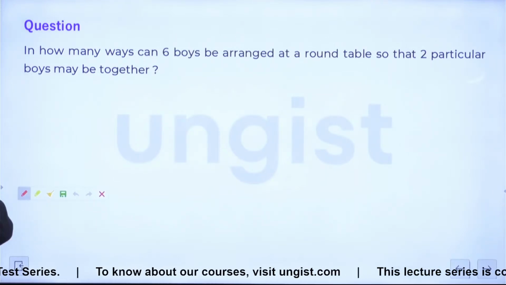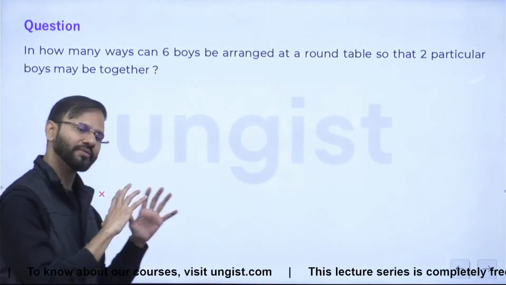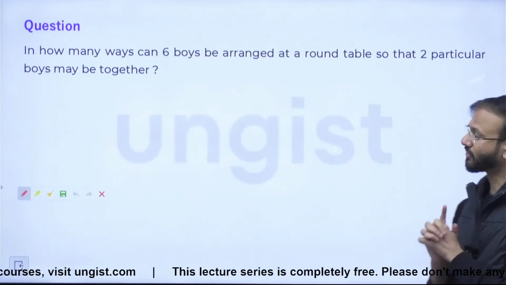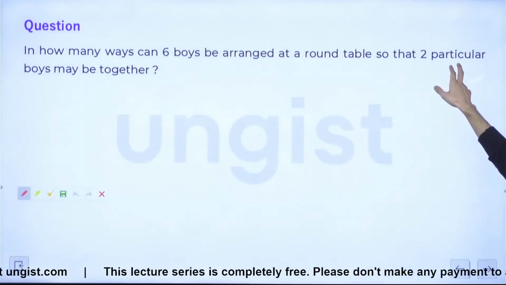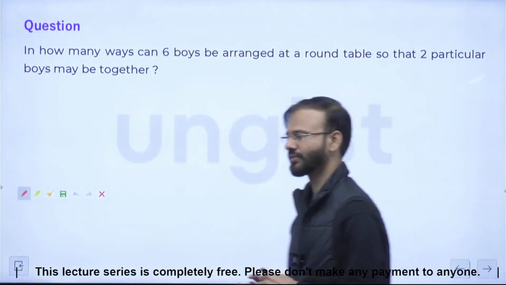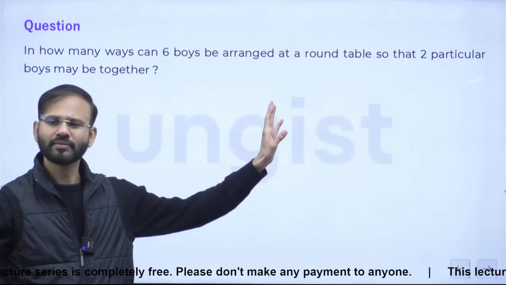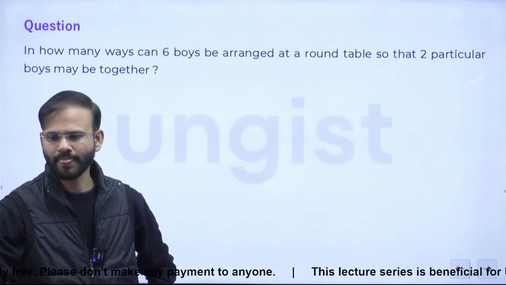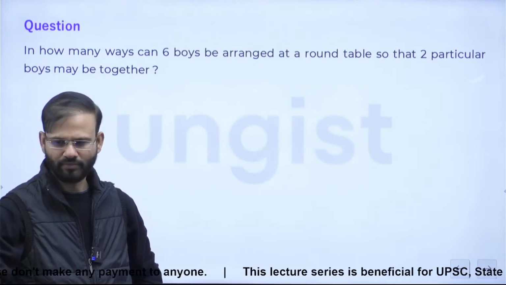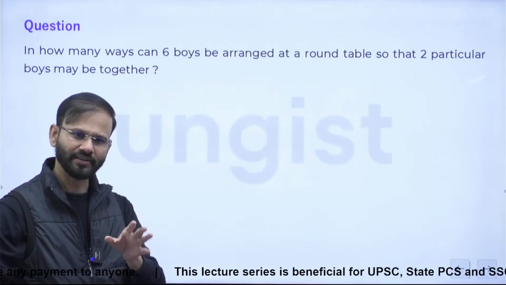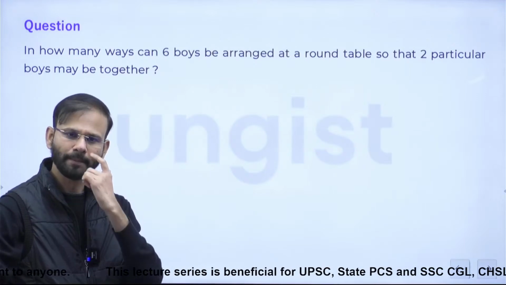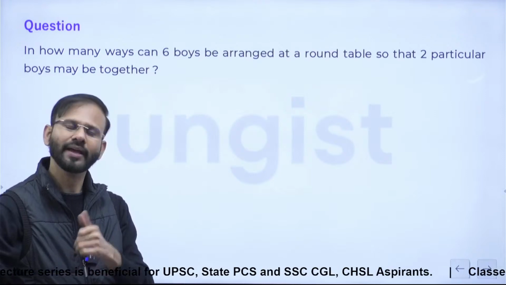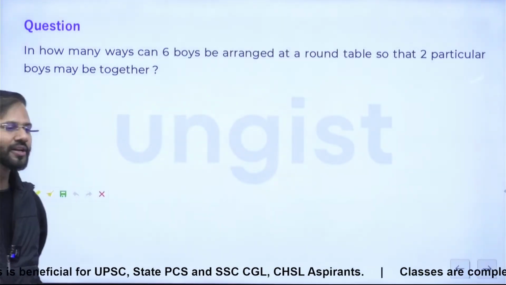Guys, in these questions, you should always take care whether the question is saying they are always together or they are never together. Here the question is saying two particular boys are always together. Just tell me the logic part, not the final calculation. We treat the two boys as a single boy. So 5, then 5 minus 1, 4, into 2 factorial. The answer is 4 factorial into 2 factorial.